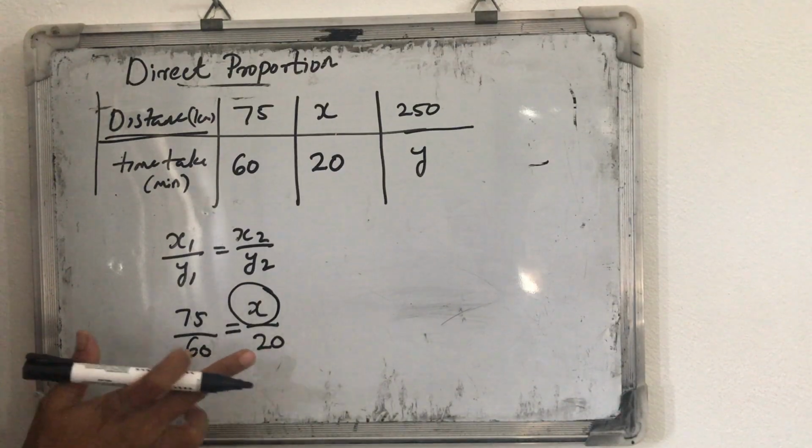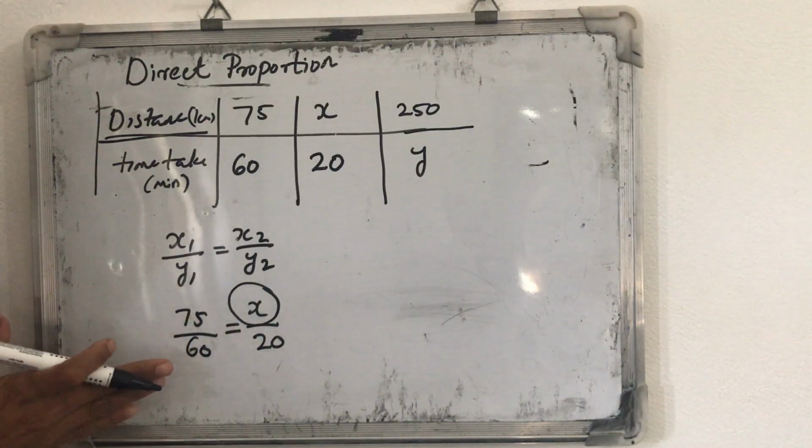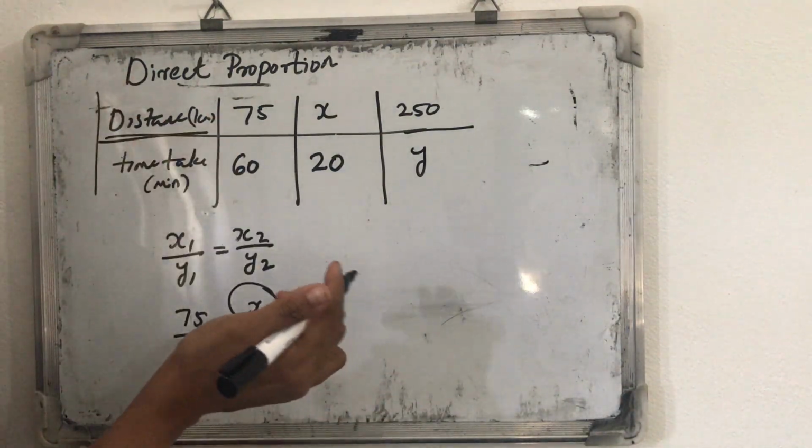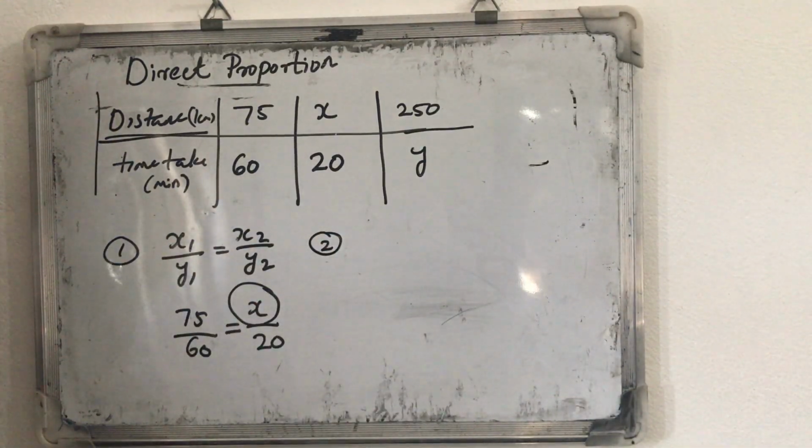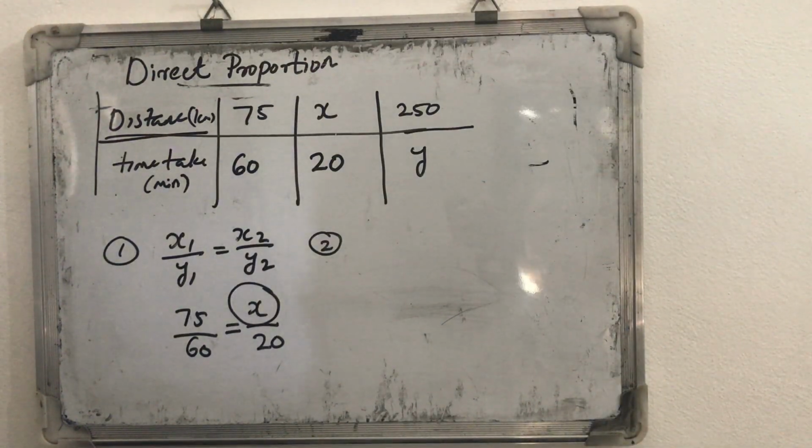All of you know the calculation: 75 multiplied by 20 and divided by 60. This is the first question. Second question is what? Find the time required to cover a distance of 250 kilometer.